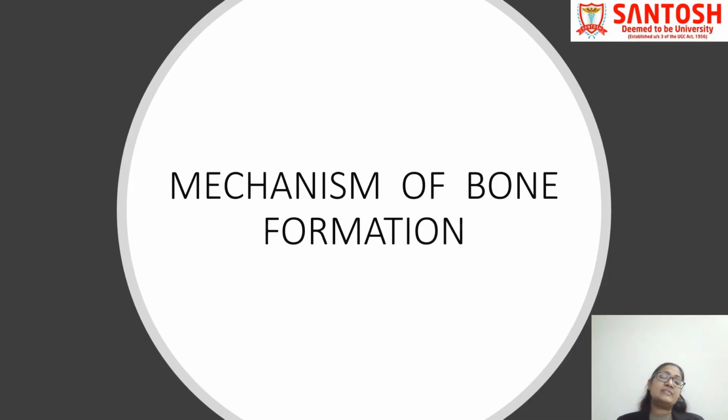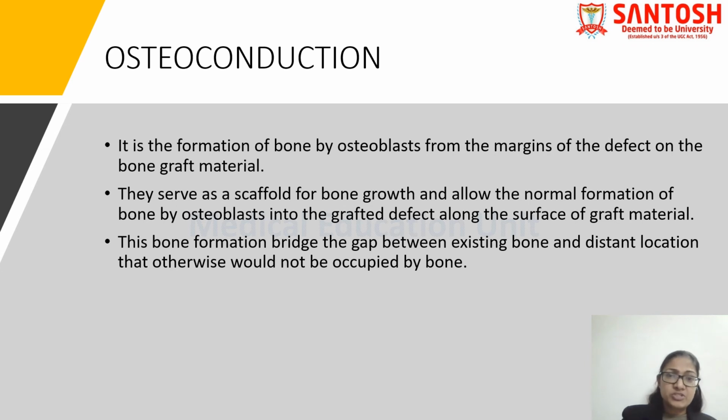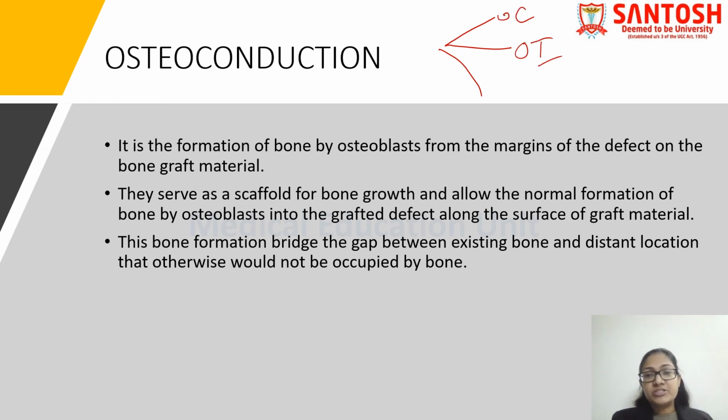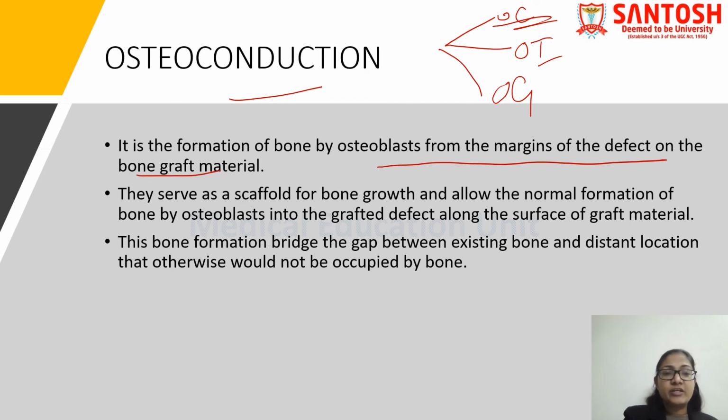So what exactly is the mechanism of bone formation? Bone basically forms by mainly three mechanisms. One is osteoconduction, one is osteoinduction, and then you have your osteogenesis. So let's look at the first one, that is your osteoconduction. Now osteoconduction is nothing but the formation of bone by osteoblasts from the margins of the defect on the bone graft material.